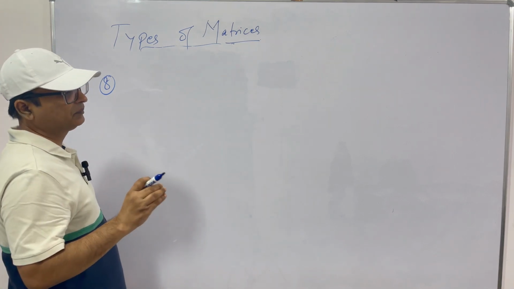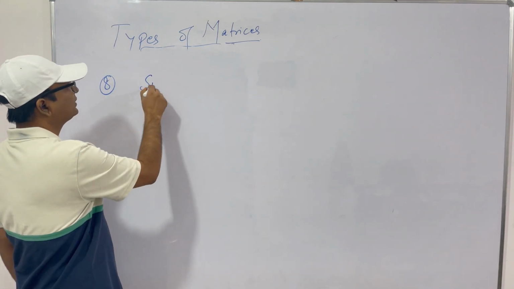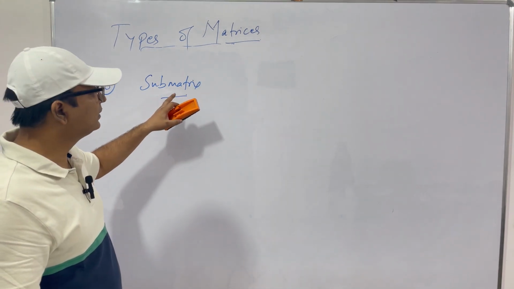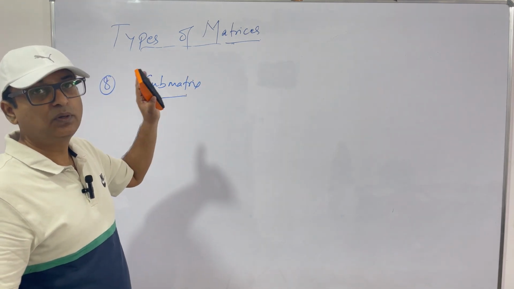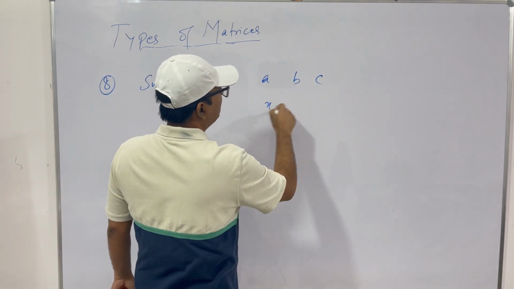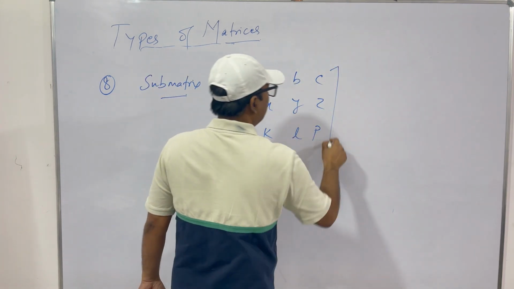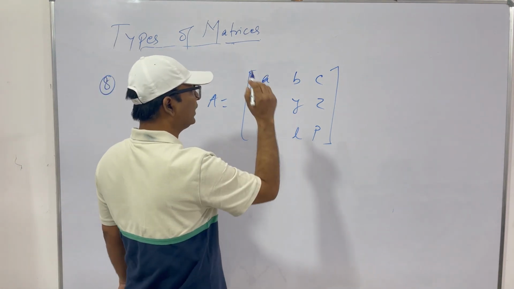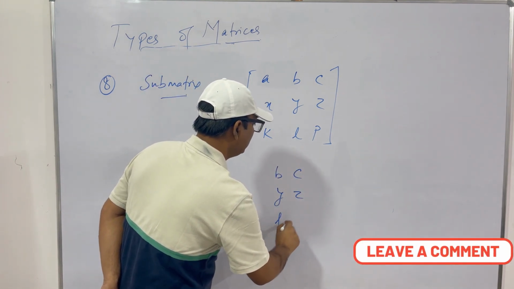Clear? We'll see one more matrix, the eighth one, that you won't find in your elementary textbook. But if you go a bit beyond your textbook, you'll find one more matrix that's called a submatrix. A submatrix is found by omitting a few columns or a few rows or both. So what I mean is, if this is A, B, C, X, Y, Z, K, L, P. Let's say we have this as a matrix. Let this be matrix A. If we omit column 1, what will we get? We'll get B, C, Y, Z, L, P.